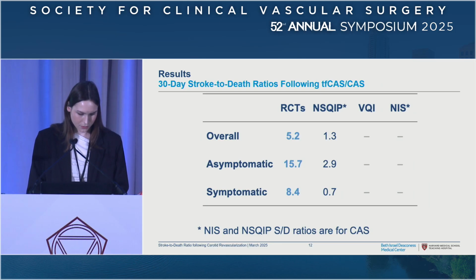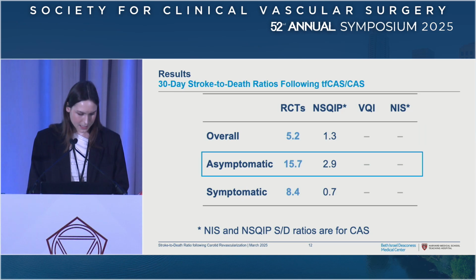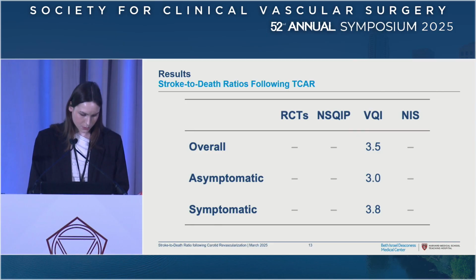Regarding 30-day ratios following TF-CAS or CAS, NSQIP ratios were notably lower than those of RCTs, with a weighted RCT ratio of 5.2 overall compared to 1.3 in NSQIP. In asymptomatic patients, the weighted RCT ratio was 15.7, and that high ratio is largely due to the low mortality rate in the ACT1 trial. In symptomatic patients, the weighted RCT ratio was 8.4 compared to 0.7 in NSQIP. For TCAR, only in-hospital ratios from VQI were available.